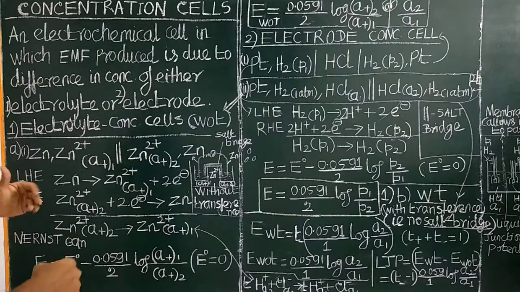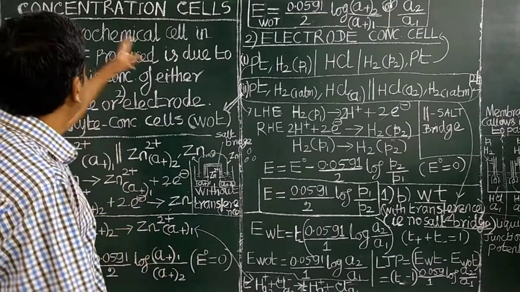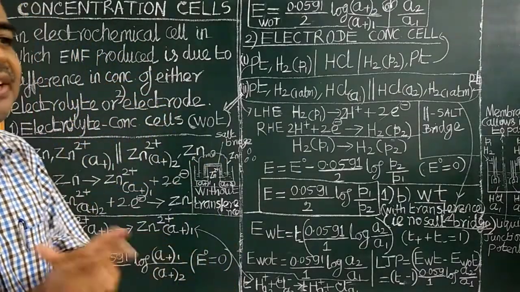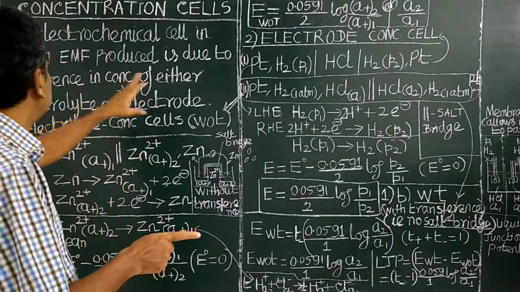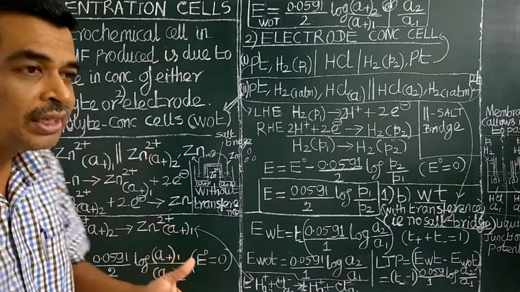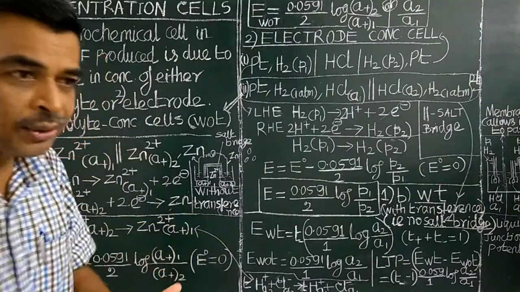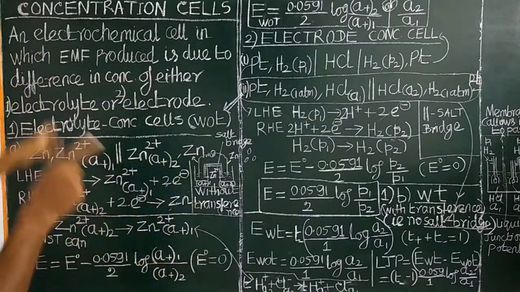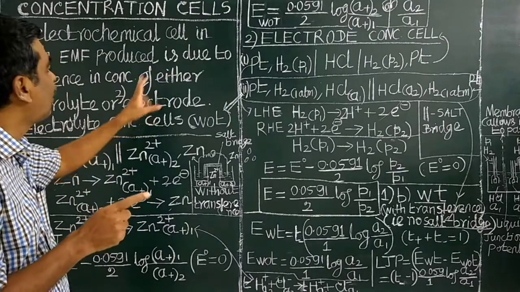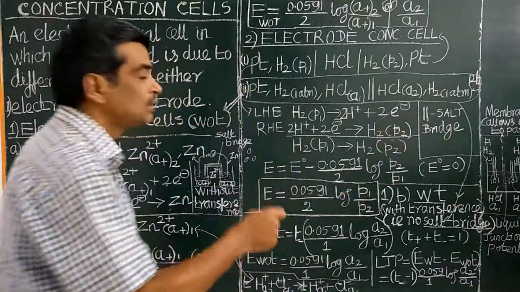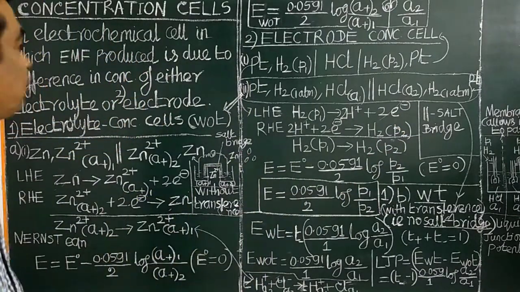Okay. Now, what are called concentration cells? Concentration cells are nothing but electrochemical cells in which EMF is produced due to the difference in the concentration of either electrolyte or electrode materials. For example, hydrogen gas is used as electrode, with different partial pressures.